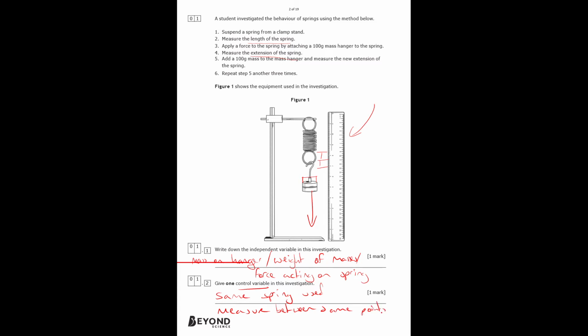What do I mean by that? Well, our measurements are no good if we measure from different points on the spring each time. So, for example, I might measure from here between the beginning points of 2 loops. If I did that once, I need to do it every single time. I can't measure that one time and then measure from the top of the spring down to the bottom of the loop the next time. That wouldn't be right. I haven't controlled the length of the spring that I'm measuring.